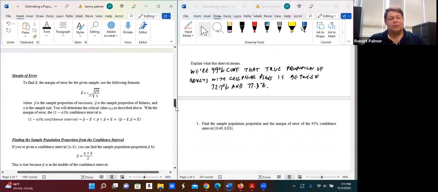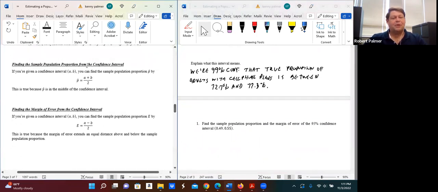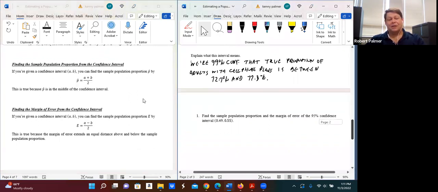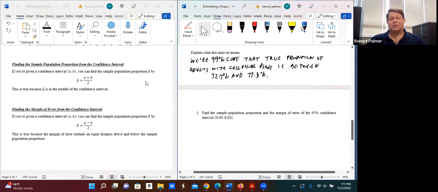So let's talk now about finding the sample proportion from the confidence interval. Let's say you're given a confidence interval, or maybe a statement like this, where it says 99% confident that the true proportion of adults with cell phone plans is between 72.7% and 77.3%, but you weren't told what the sample proportion was. Well, the way to find it is that it's going to be right in the middle of your interval, so you find it by taking an average. If A is your lower bound and B is your upper bound, then p hat is going to be the average of those two, right in the middle.